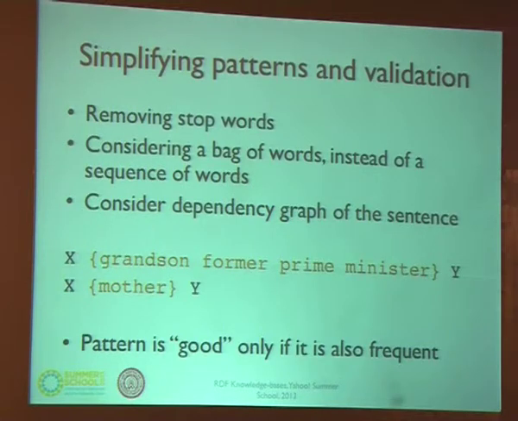So you have something like grandson, former prime minister. I just simplified it from the previous thing. And here you have something like X, mother, Y. So instead of a sequence of words, you're just going to see if mother occurs between two noun phrases. And then you have additional constraints, like I want these two phrases to be within 5 or 6 words of each other. And then I find mother in between. Then I believe that, yeah, they're in this has-child relationship.